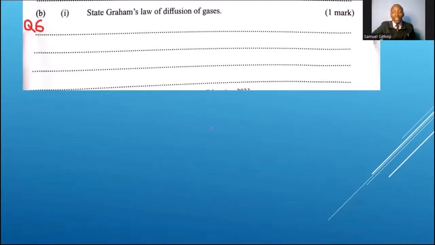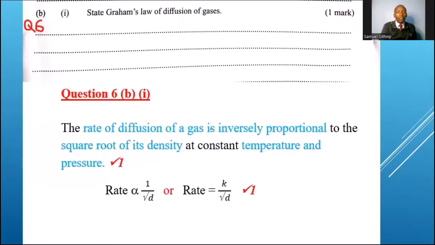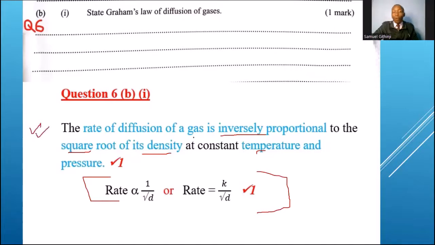State Graham's law. Again, it is Graham's law of diffusion of gases. The rate of diffusion of a gas is inversely proportional to the square root of its density. Remember, the temperature and pressure, the two conditions, must be held constant. At the same temperature and pressure. Whether you illustrate with this formula, it's well and good. But my student, either you master the law itself or you do not have it. So learn to master these laws. Chemistry is full of very many laws. Science is all about laws.